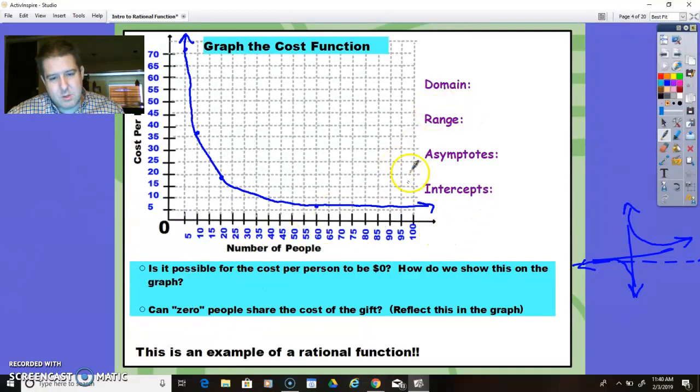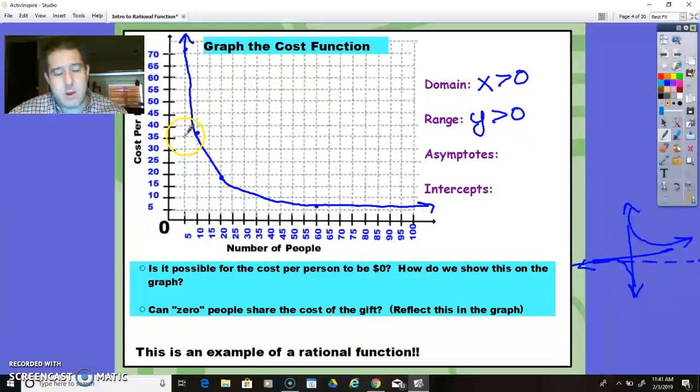So I kind of just answered these two questions down here. The domain in this case will be anything that's greater than 0. The range is also anything greater than 0. So they have to give you something, and there has to be more than 0 people, and there also happens to be more than $0 per person.